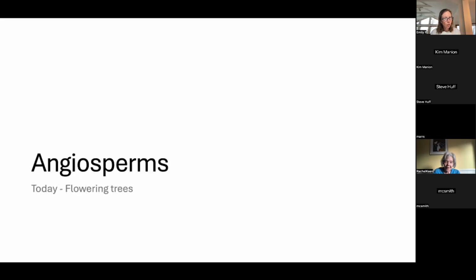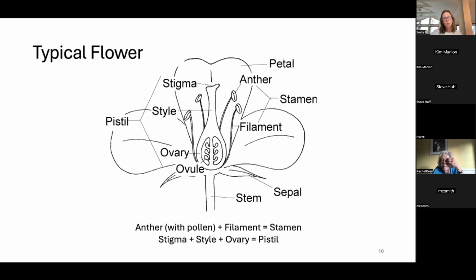So we're going to sort of focus on angiosperms, the flowering trees. I know that pines don't always get a lot of attention, but I gave them some today. So here we're going to go into angiosperms, and these are flowering trees. And what we have to start off with is the typical flower.